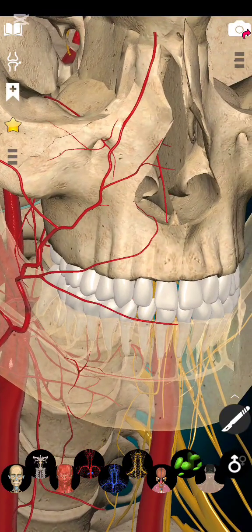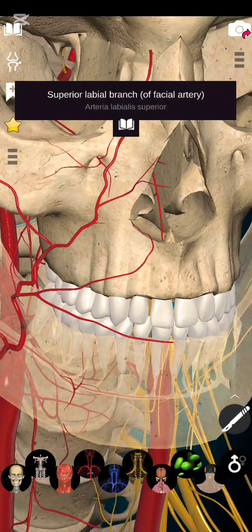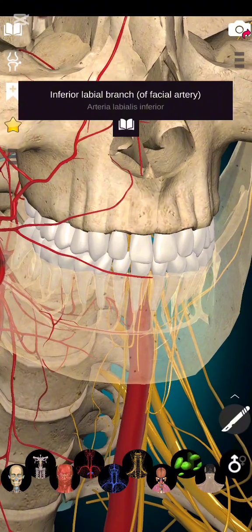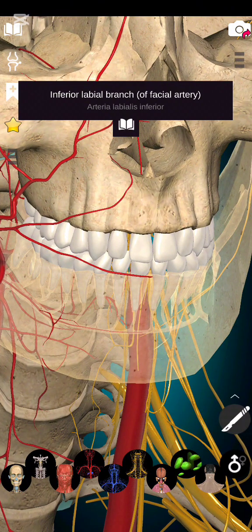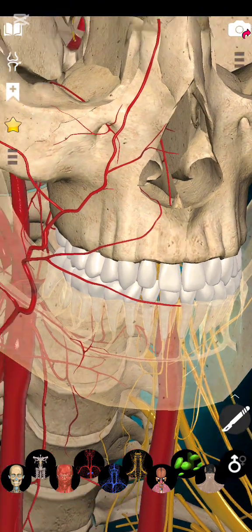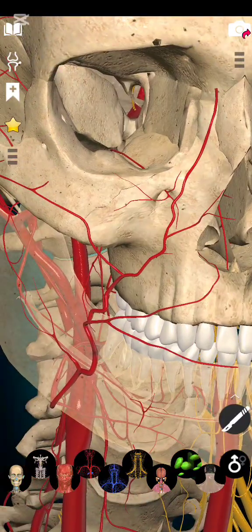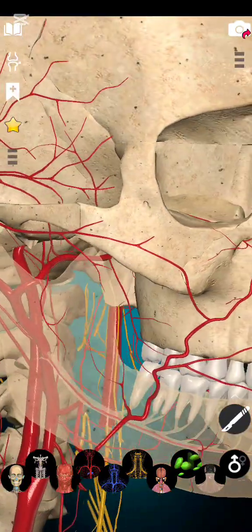So looking at the lips, the upper lip is going to be supplied by the superior labial artery. The lower lip is going to receive blood supply from the inferior labial artery. Both of them are arteries from the facial artery.